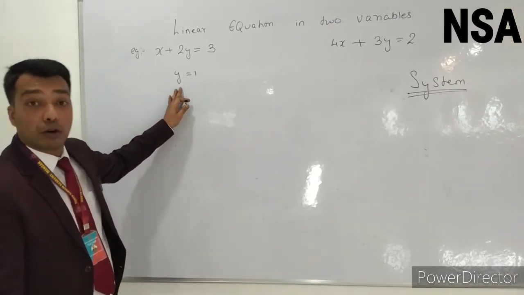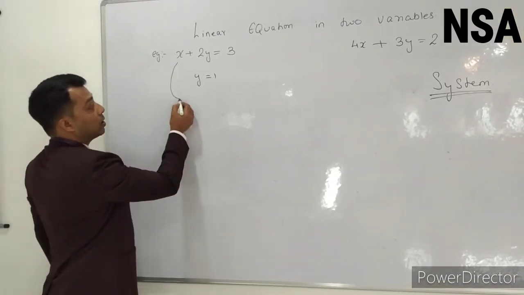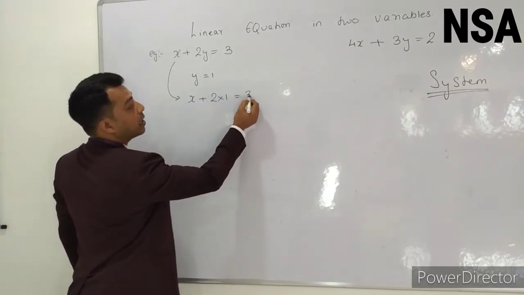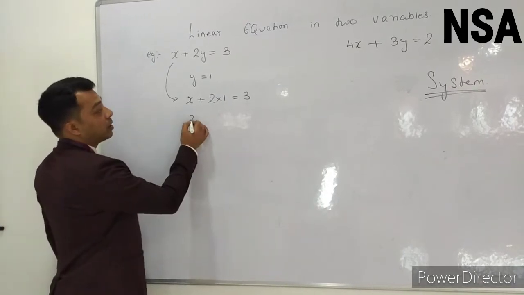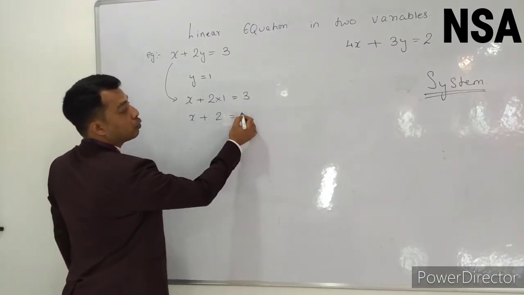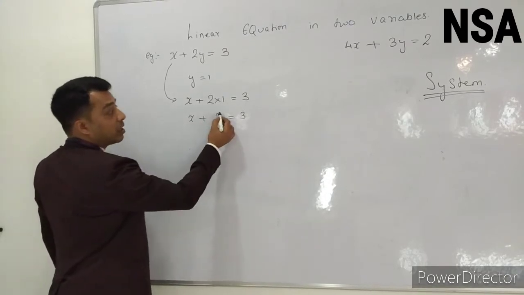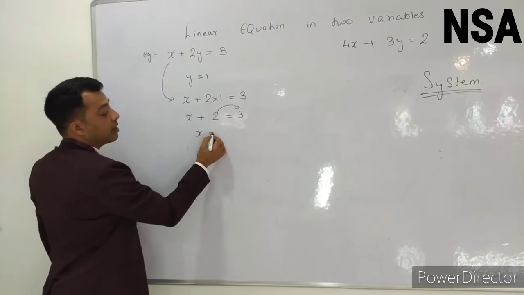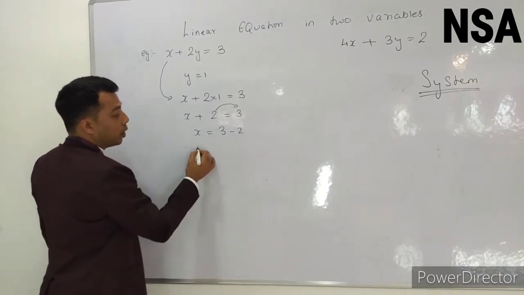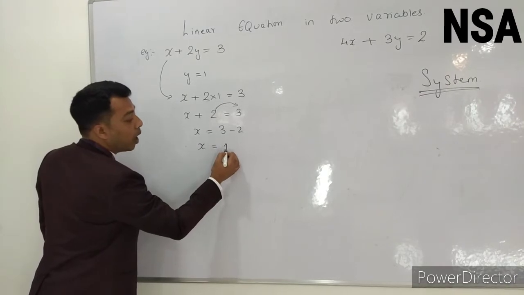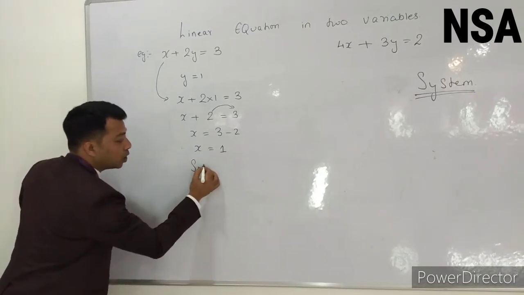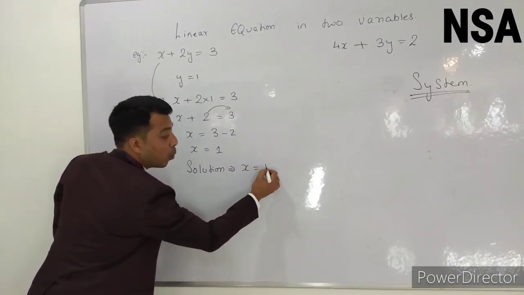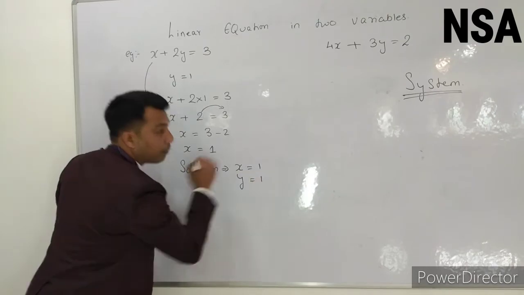So how do you find the solution? In this equation, instead of y, you put the value 1. So it gives x plus 2 equals 3. You take this positive 2 to the other side, so x equals 3 minus 2. So the answer for x comes as 1. Therefore, the first solution is: when x is 1, y is 1.